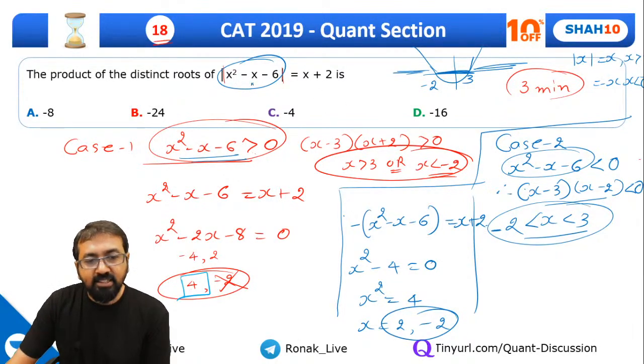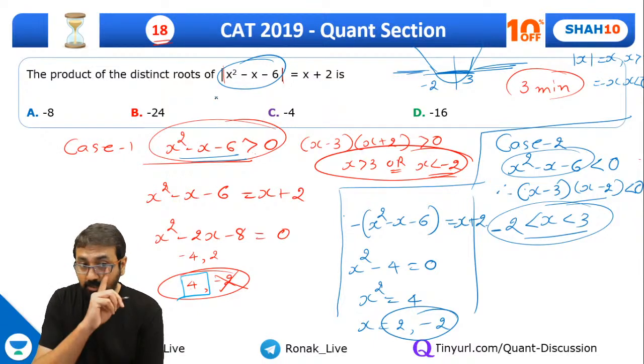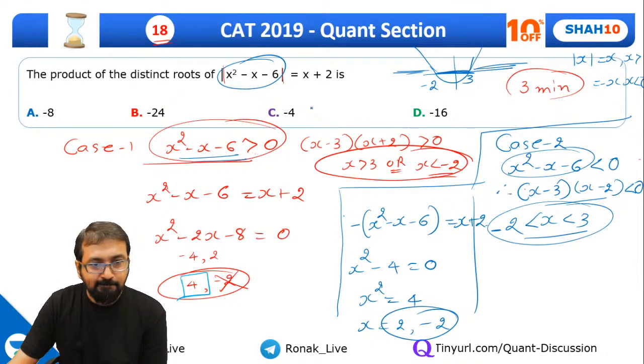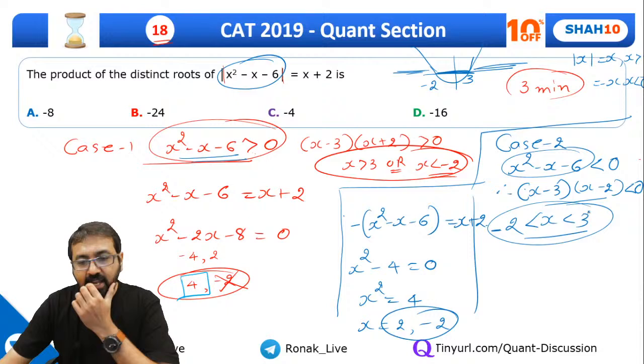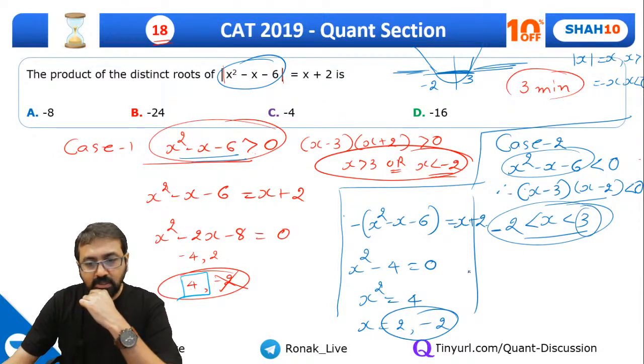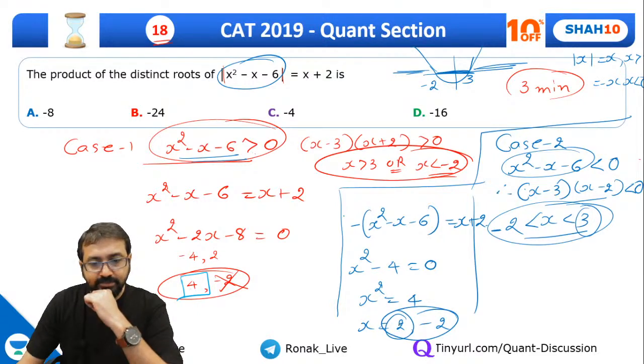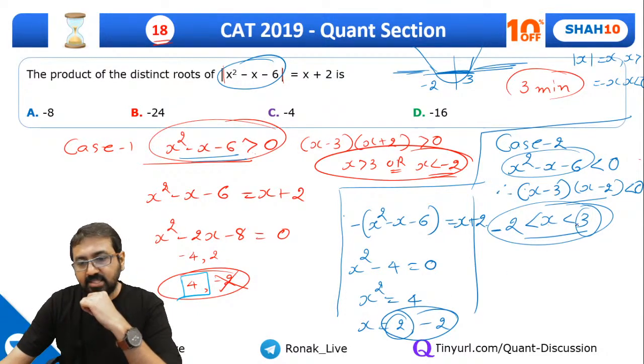Acha, what if I take this as 0? Of course when I take x equal to 0, it will not satisfy, right? If I take x equal to 0, this is not getting satisfied. So we will have to take only this value. We will take only this root, positive 2, as the root, correct? Because x is between 3 and minus 2.